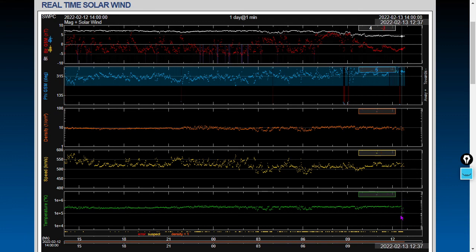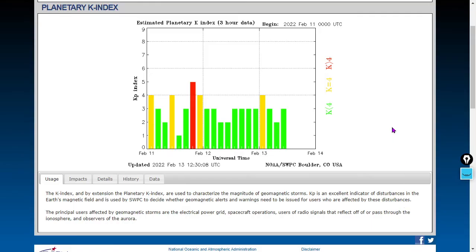We may be seeing the end of the coronal hole stream happening right here as we see the plasma temperature dropping off just in the past few minutes while we record the video. So the KP index is at 3. We're not really expecting that to go back to 4 at the moment.